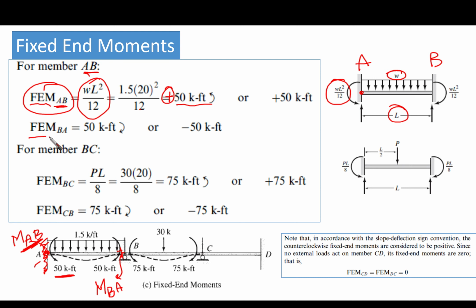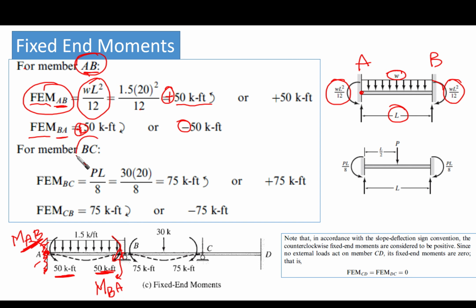And for the fixed end moment BA, which is this one, it is WL squared over 12, the same magnitude, but remember that it is clockwise here, so it is going to be negative. And this sense, which is clockwise, is applied here the same, value 50. Okay, now this is for member AB.